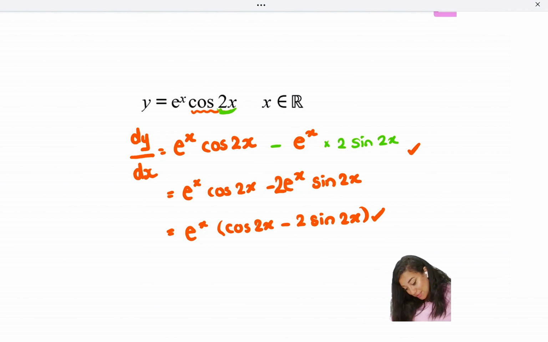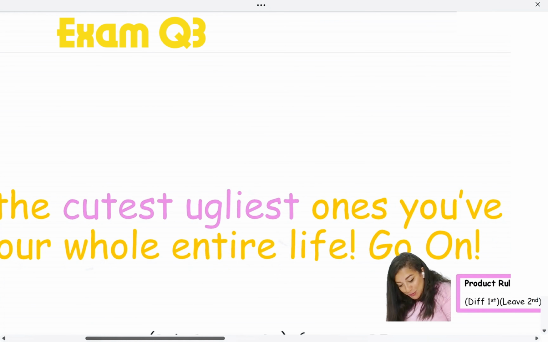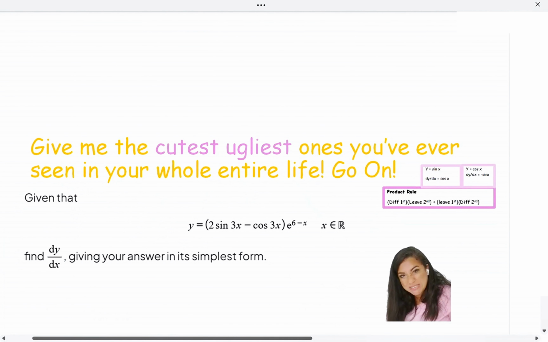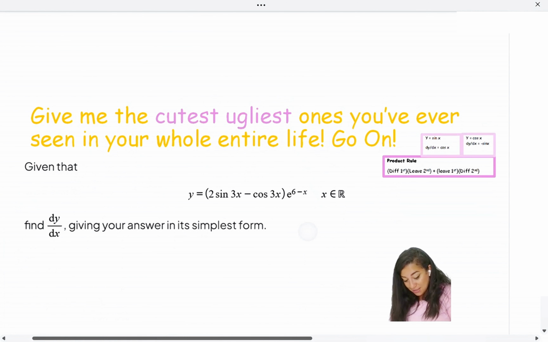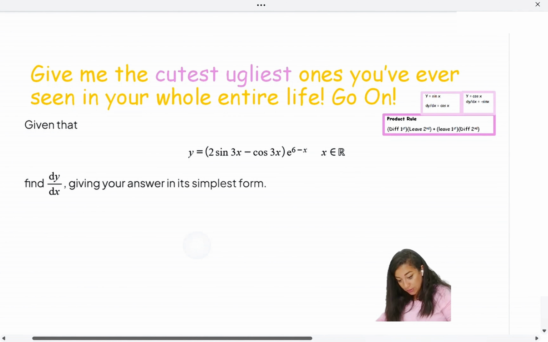Let's look at another one. Is this the ugly one coming? It is the cutest ugly one you've ever seen in your whole entire life. But yeah, look at this. This is nice. It'll give you practice of a whole load of things. If I see this question in the exam paper, would I even know it's a product rule question? Well, let's see.